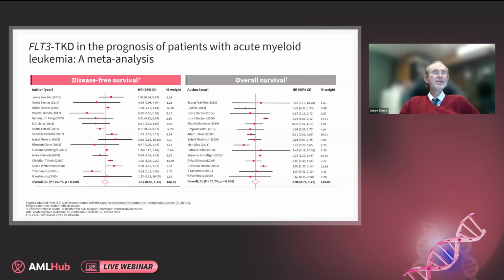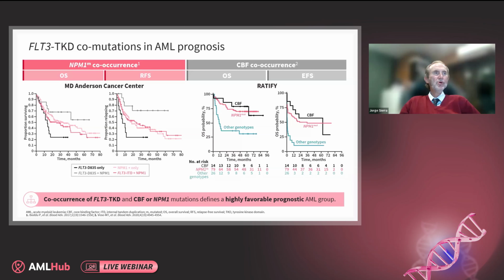If we analyze the prognostic impact of TKD, this large meta-analysis shows that there is no impact in survival in general. But TKD is also important because, associated to NPM1, it identifies a group with a very good prognosis, the co-mutations TKD and NPM1, and also patients with CBF and TKD mutation also have highly favorable prognosis.